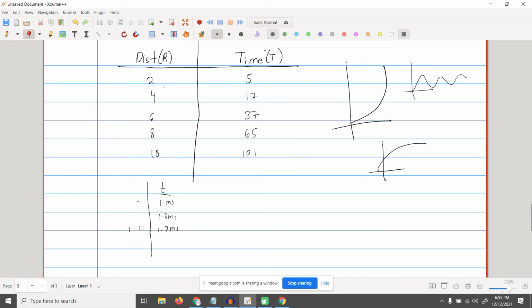I want you all to guess. I'm not asking for the right answer. Proportionality. Direct proportionality will give you a straight line.